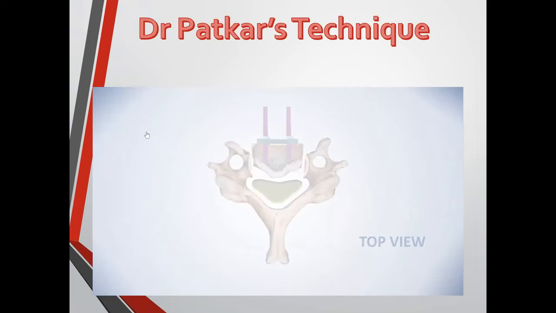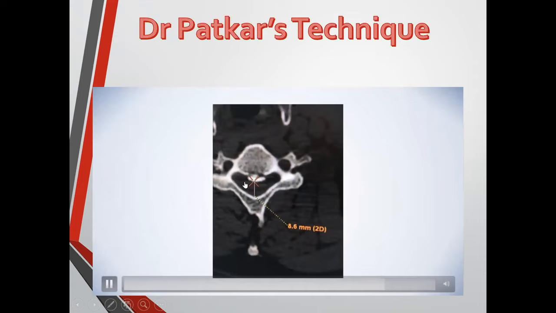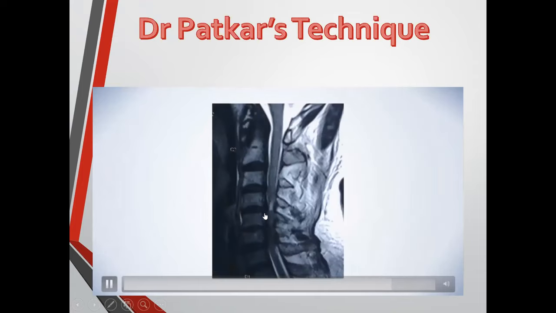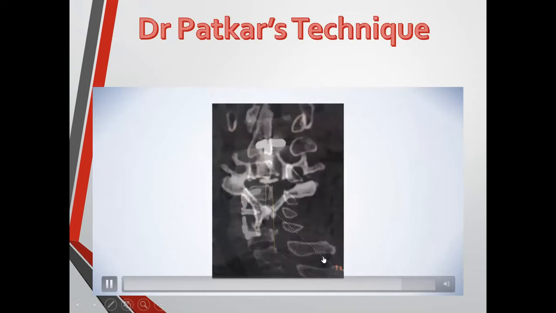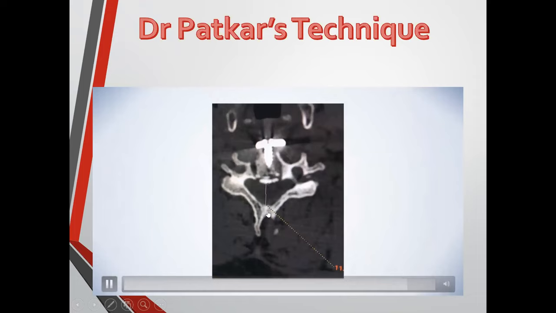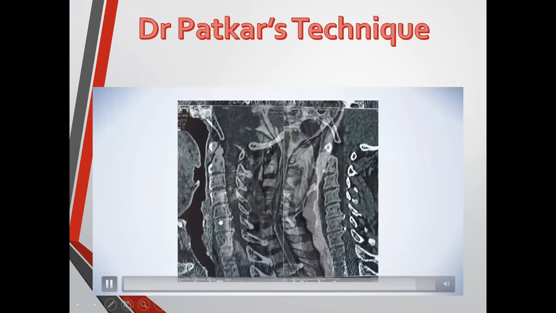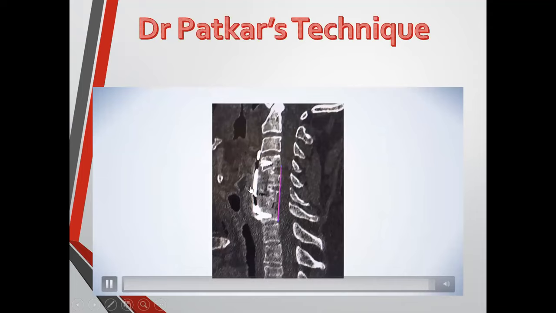So you can see this case of OPLL, and the spinal canal is narrow here at 8.6 mm. And then you can see post-surgery, the spinal canal is widened to 11 mm because the OPLL has got pulled up with the vertebra. And this is a long-term result which shows you good fusion. This is a case of cervical spondylosis treated by the sigma operation, and the vertebral bodies have been pulled forward.